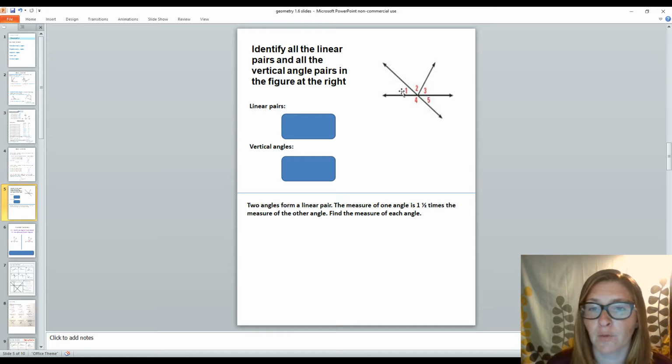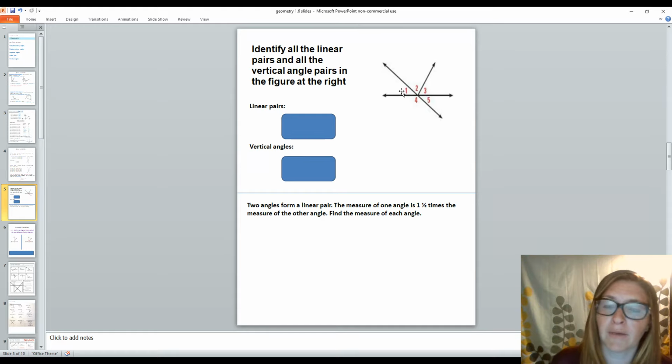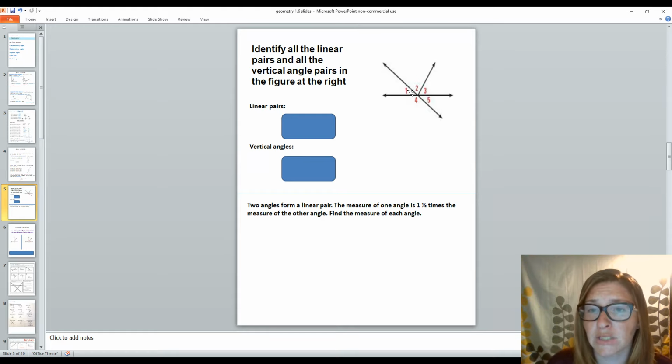So here I always start with 1 and work my way around. So can 1 and 2 form 180 degrees? No. How about 1 and 4? The answer is yes. Now notice I'm not saying 1 and 3 or 1 and 5 because we're asking for a linear pair. That means it has to be next to and equal 180 degrees. 1 and 3 are not next to each other, and neither is 1 and 5. All right, so we have 1 and 4.